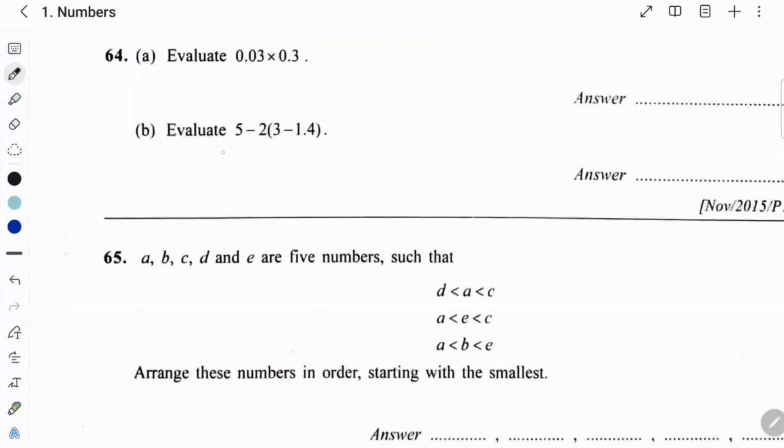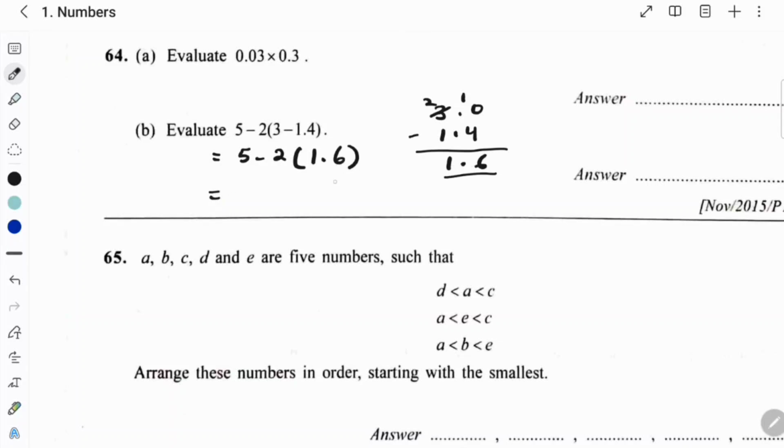Look at the B part of this question. Now this is a similar type of question as I've done in the last part. That is 5 minus 2 times 3 minus 1.4. According to the BODMAS rule, we solve the brackets first. So in the bracket, we are going to do the subtraction. So 3 minus 1.4, 3.0. Borrow one number. That is becoming 10 minus 4, 6, and 2 minus 1, 1.6.